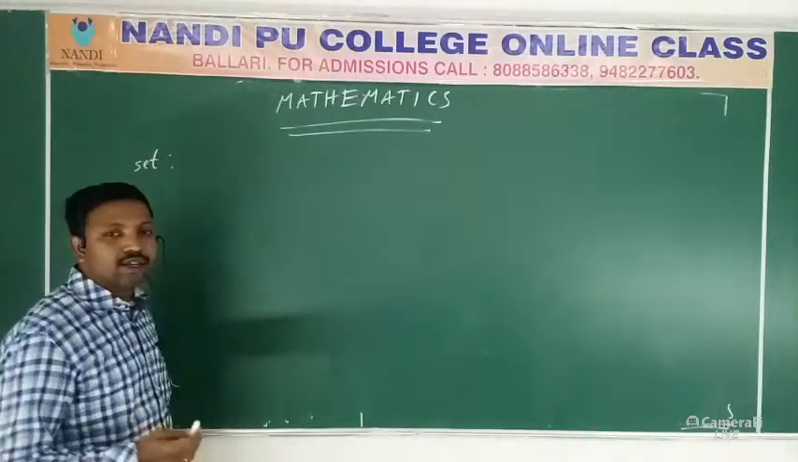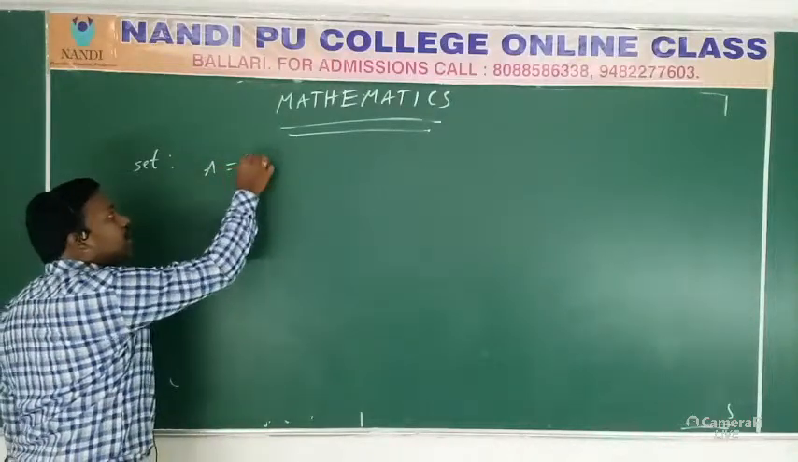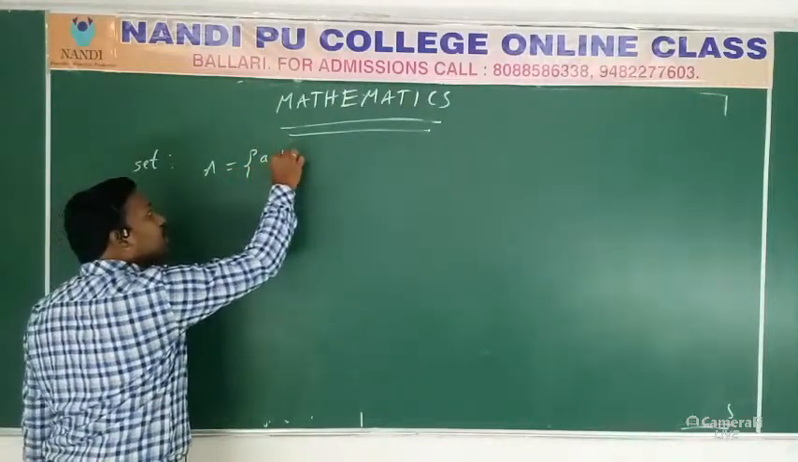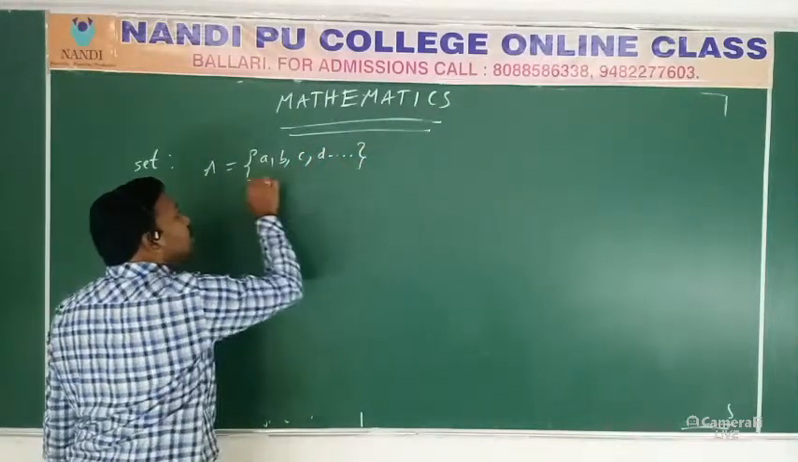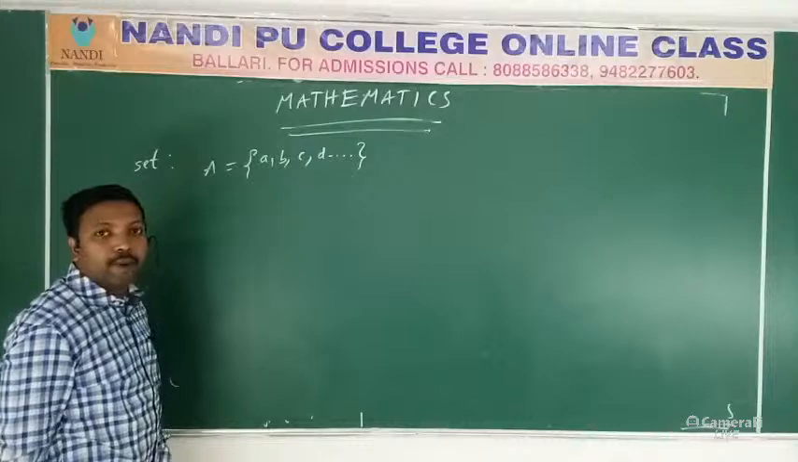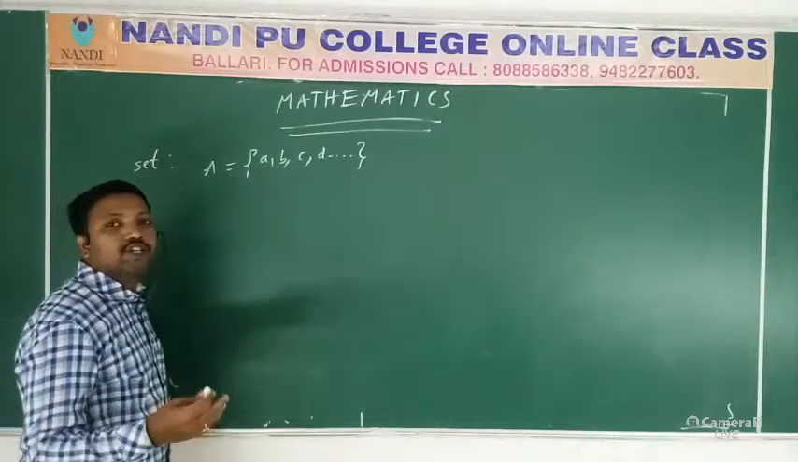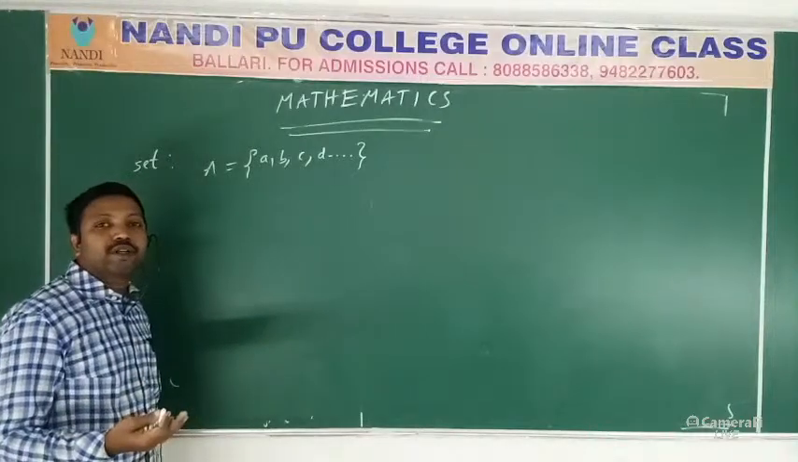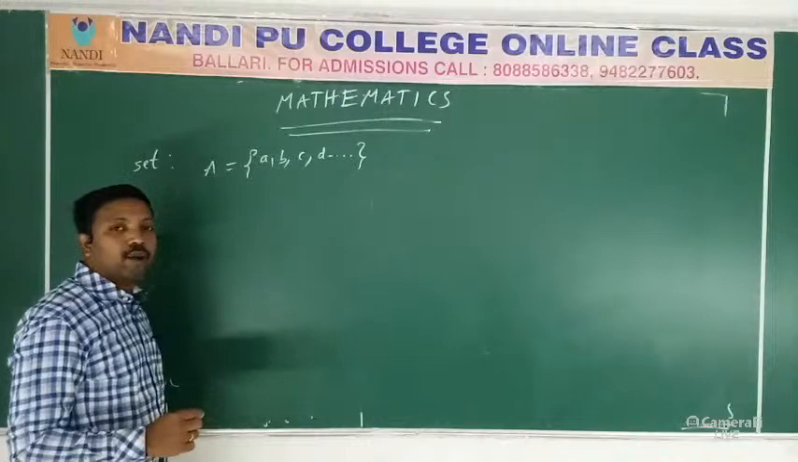A set is represented in capital letters and elements are represented in small letters, and these are included in flower brackets. Next, what we learned is the representation of a set. A set can be represented in how many forms? Two forms, right?